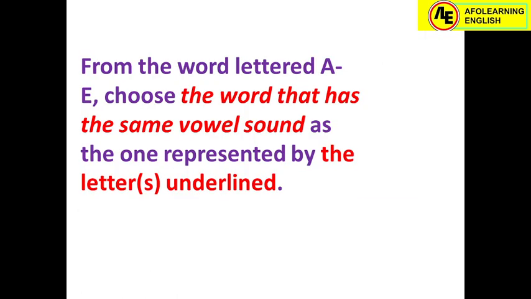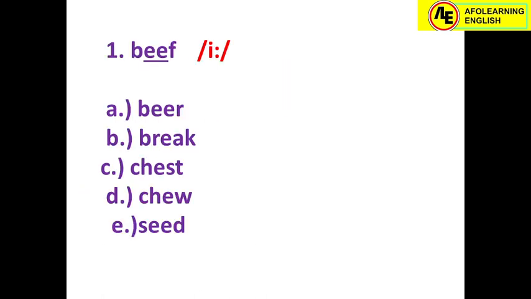The first section we're looking at is on vowel sound. So let's read the instructions. From the words lettered A to E, choose the word that has the same vowel sound as the one represented by the letters underlined. So number one, we have beef. So we have the long E.